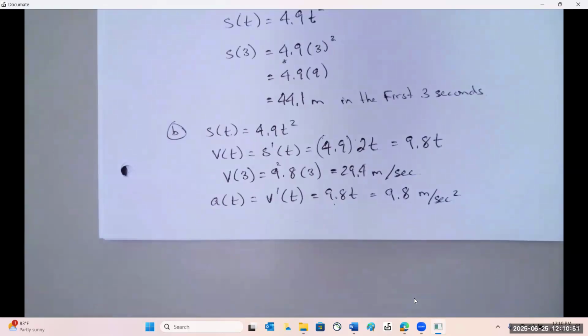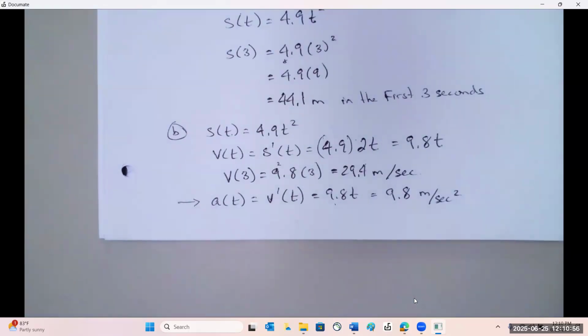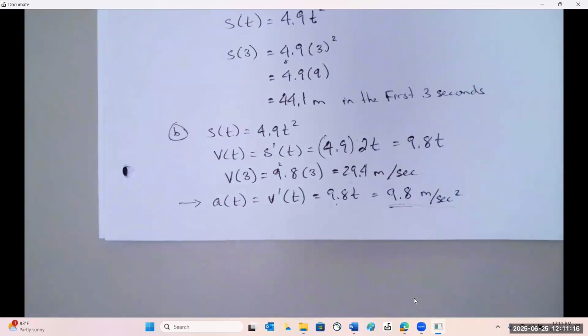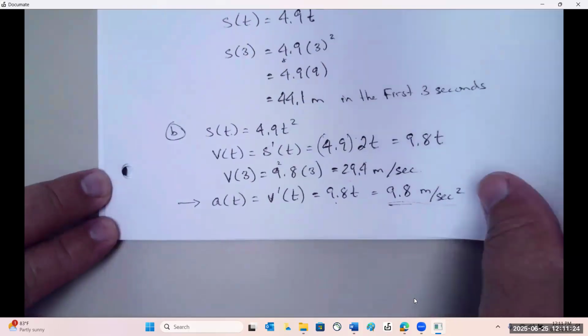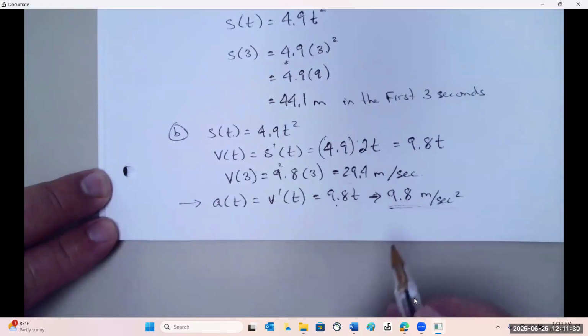What does that tell us? What does this one tell us? It tells us what Galileo proved. Everything falls at the same rate. The velocity is 9.8t, but the acceleration is 9.8 meters per second squared. Everything falls at the same rate. It doesn't matter how big or how small it is. So this is what gave us the acceleration.